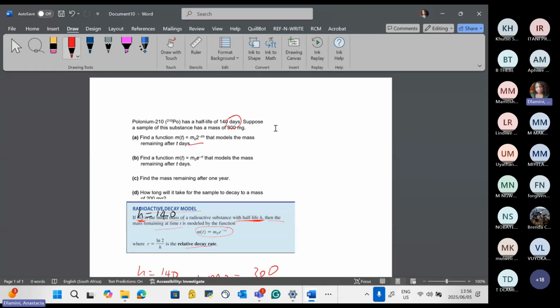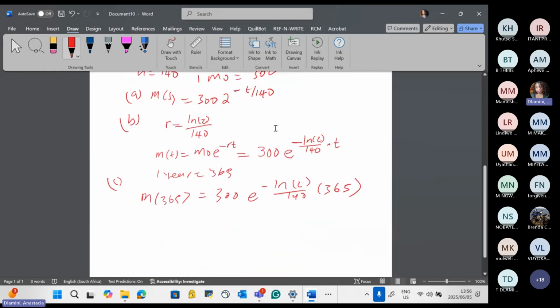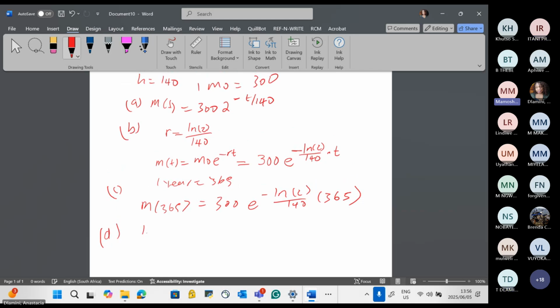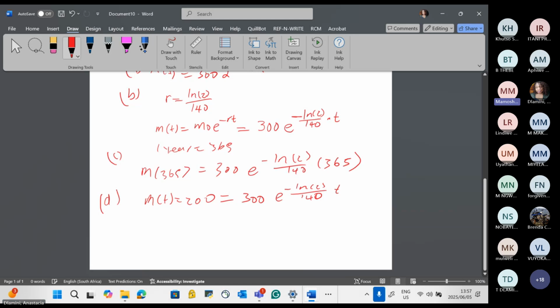Let's look at how long it will take for a sample to decay to a mass of 200 grams. Number D. What we do is that our M(t) is going to be equal to 200. So this will be equal to 300 e to the minus ln of 2 over 140 t. Then we divide both sides by 300.